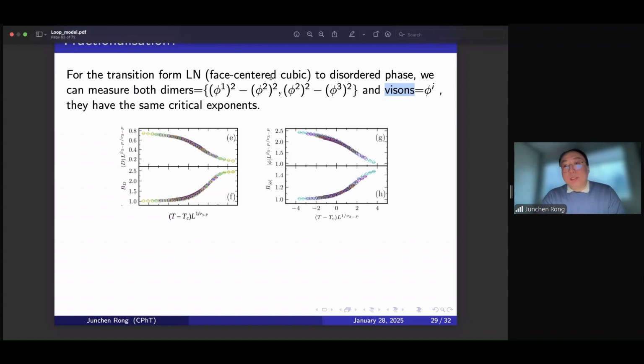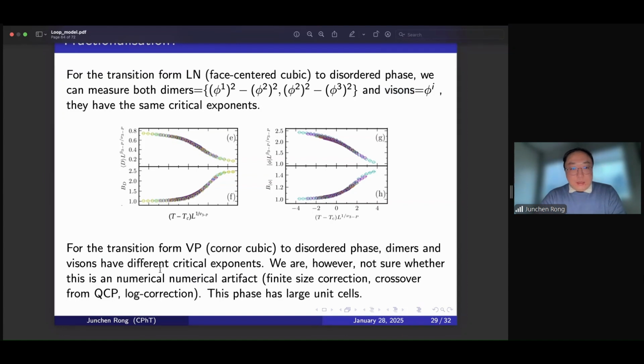What does this mean? This means phi is not independent. It's not free. They are the same thing. So the dynamics does not allow phi to propagate freely. In other words, fractionalization did not happen.